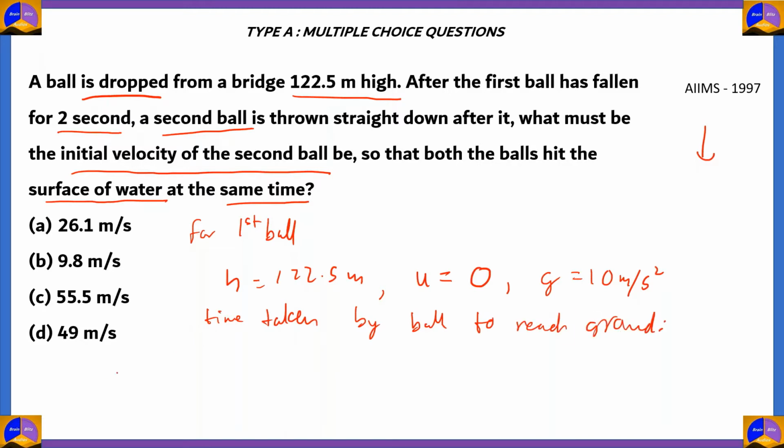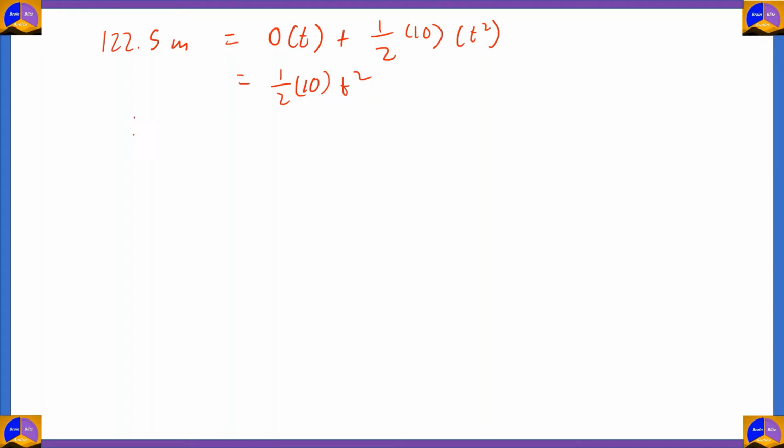We do that by using the second equation of motion, which is h is equal to ut plus half gt squared. Notice I've replaced s with h and a with g. Since it's a case for height, s becomes h and the acceleration becomes the acceleration due to gravity. Let's plug in the values. The height is 122.5 meters, equal to u, which is 0, times t, plus half into g, which is 10, into t squared. So we have 122.5 meters is equal to 5t squared.